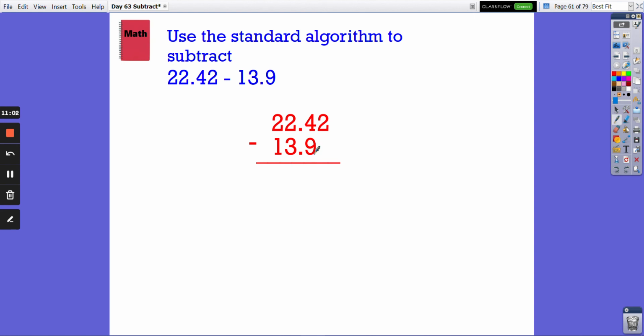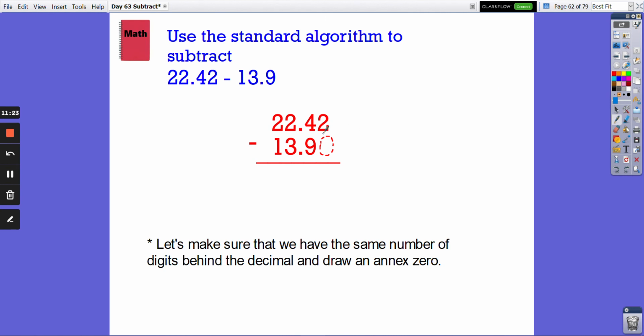The 9 is 9 tenths. The 4 is 4 tenths. We need those to be on top of each other. These are 2 ones and 3 ones. They need to be lined up. 2 tens and 1 ten. They need to be lined up. Okay, so we always line up our place values by lining up our decimal points.